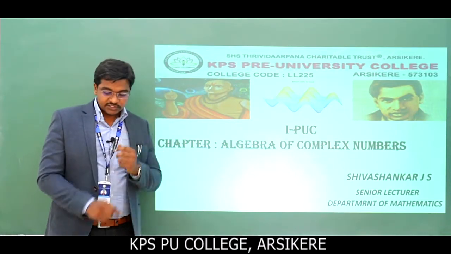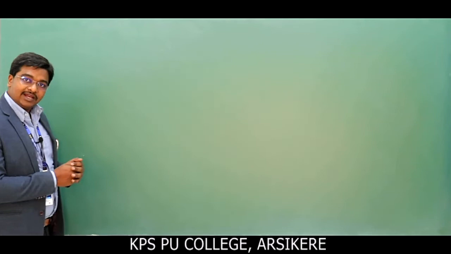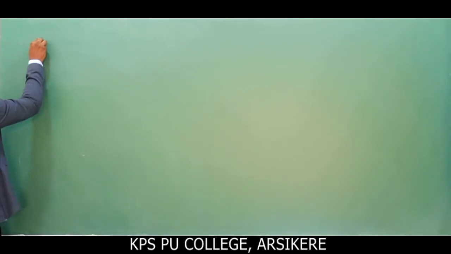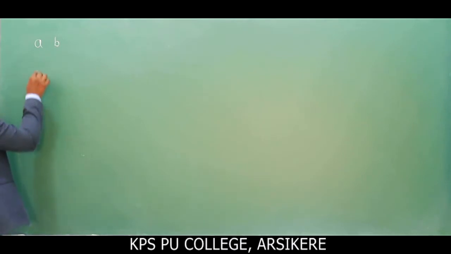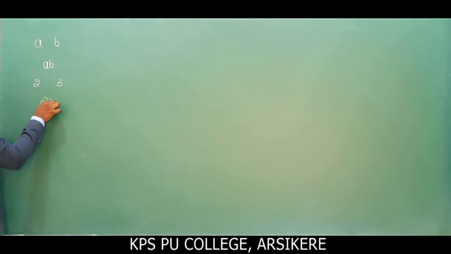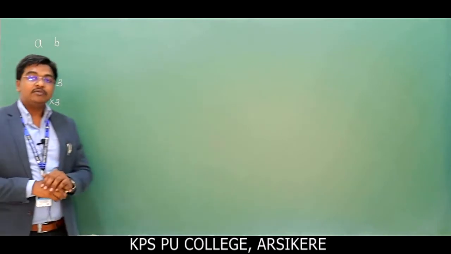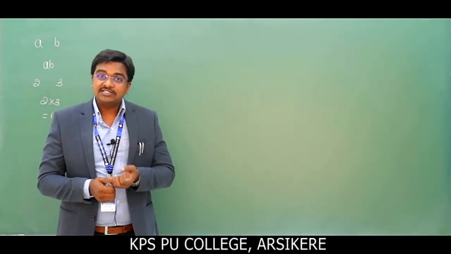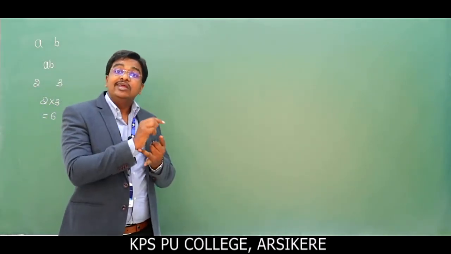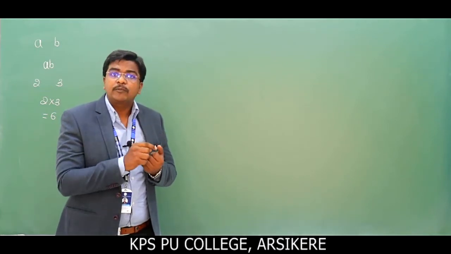Okay, so first I will discuss multiplication of two complex numbers. Generally with real numbers, here a is one real number and b is another real number. The product of a and b is ab. If I take 2 and 3, the product of 2 and 3 becomes 6, right? At the same time, in the case of a complex number, we have a real part as well as an imaginary part. Then how to find the product, we'll discuss.